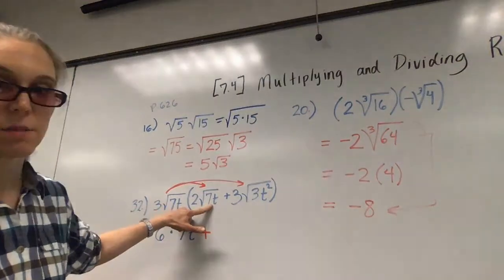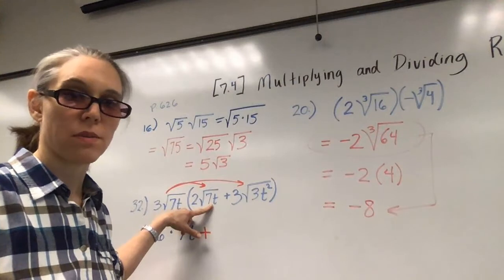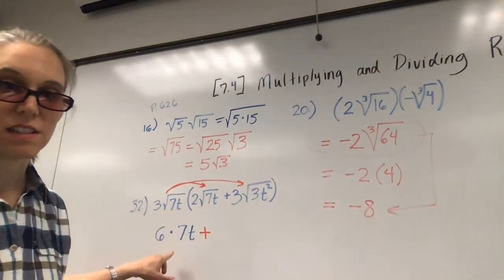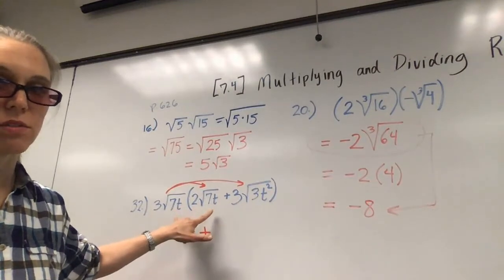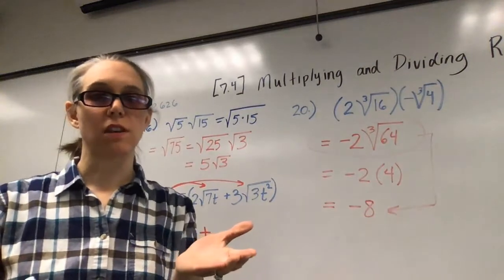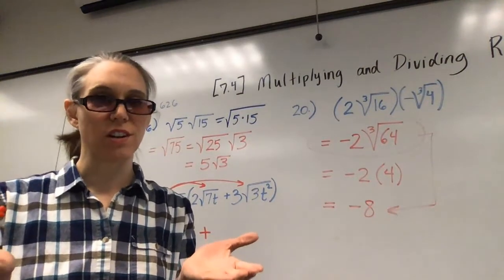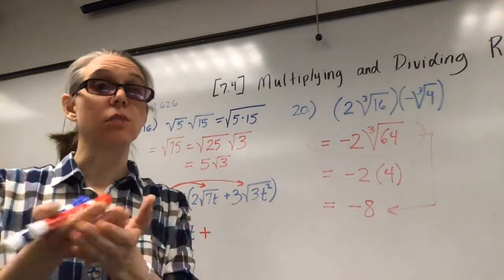Seven t times 7t is 49t squared, right? And the square root of 49 is 7t, and the square root of t squared is t. But the idea is that if you square a square root, the square function and the square root function are inverse functions. What that means is that they undo each other, okay?